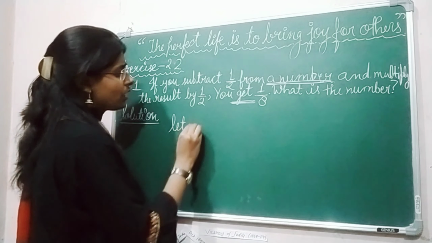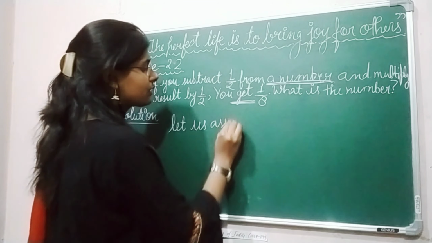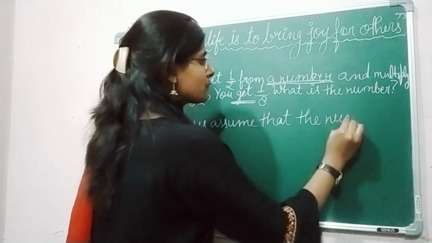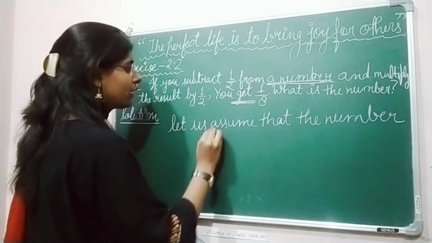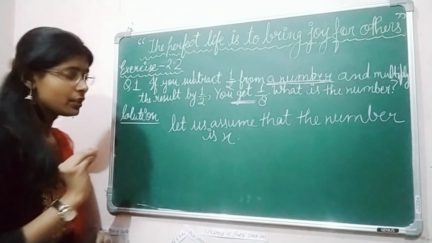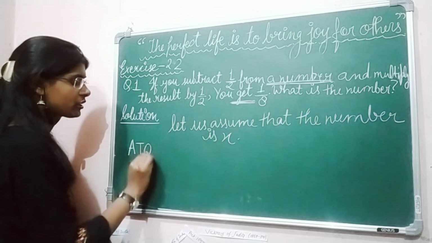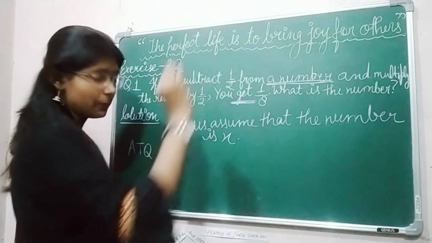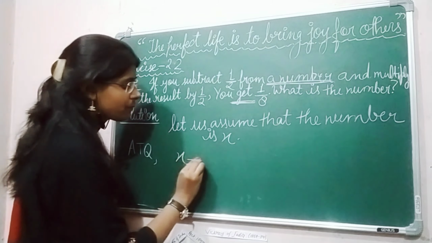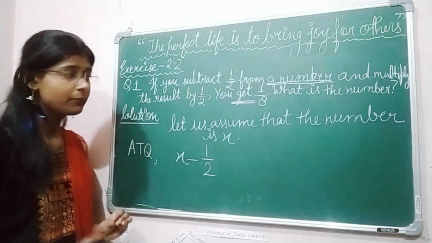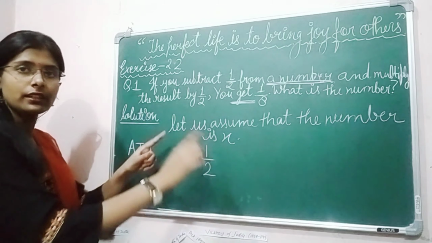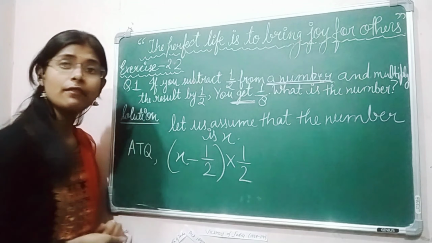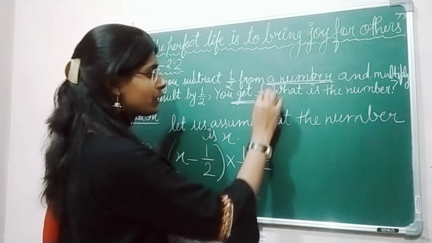Let us assume that the number is x. Okay, so according to the question, subtract 1 by 2 from a number. Okay, now multiply the result. This result needs to be multiplied by 1 by 2. And what would you get? You will get 1 by 8.